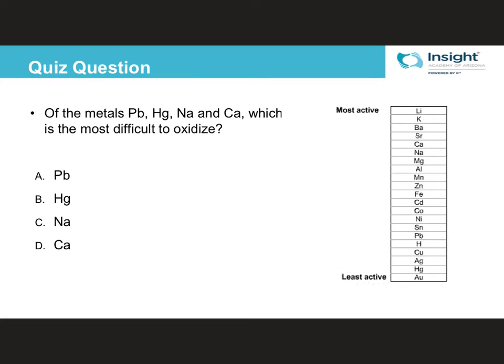Of the metals lead, mercury, sodium, and calcium, which would be the most difficult to oxidize? Lead, mercury, sodium, or calcium? There's calcium. There's sodium. There's lead. And there's mercury. So mercury would be your hardest one to oxidize. That one is probably going to require an electrolytic cell for us to get that to happen.